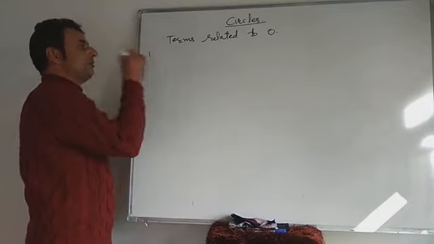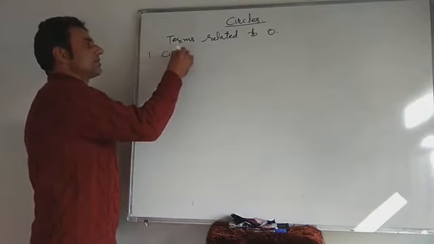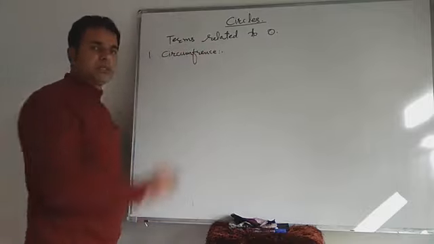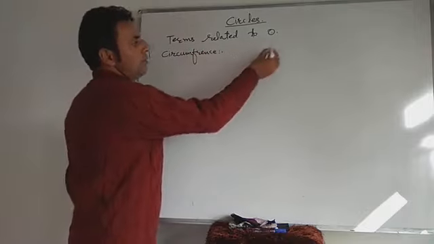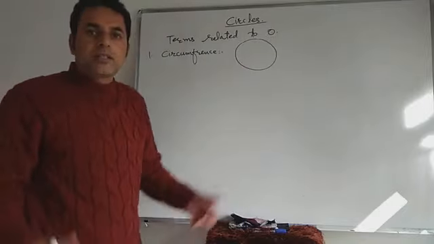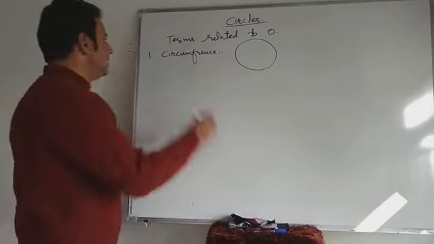The first term is circumference. Circumference means boundary of the circle. This is the boundary of the circle. This is the circumference of the circle.